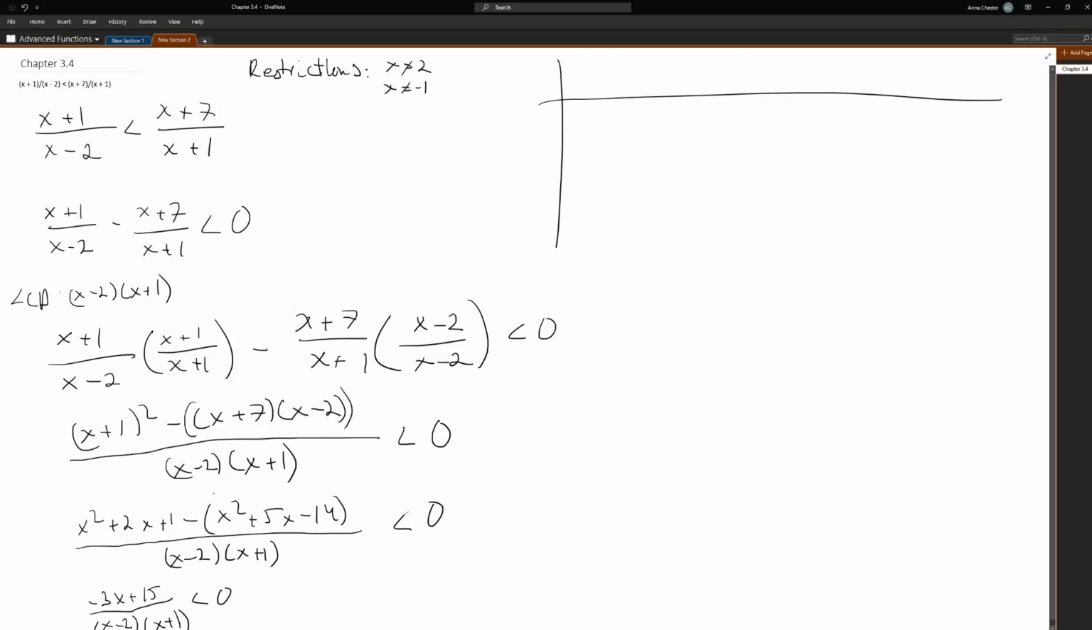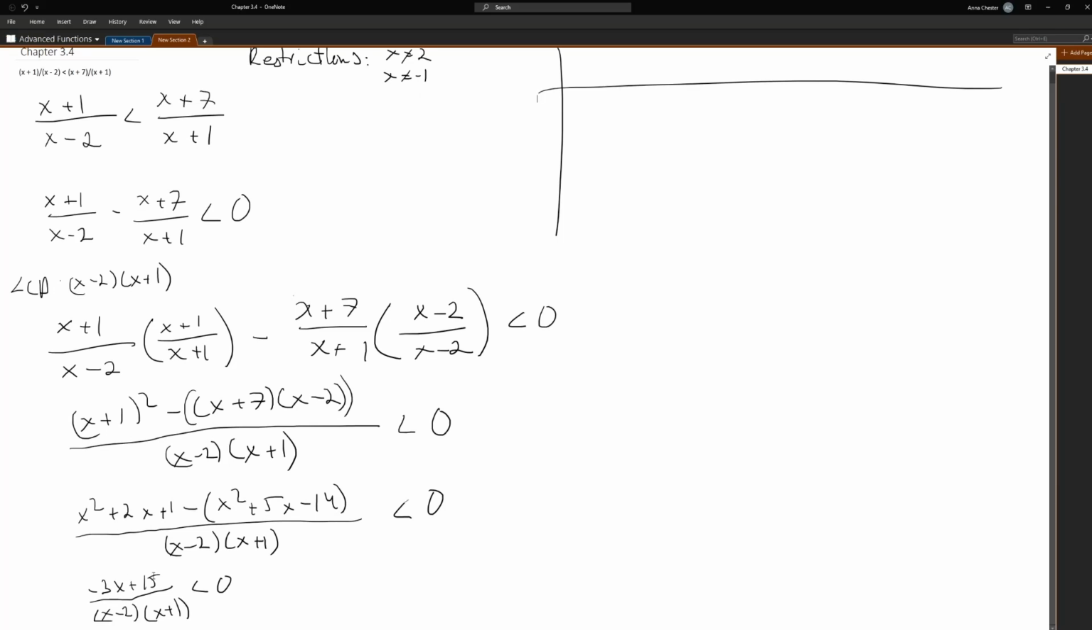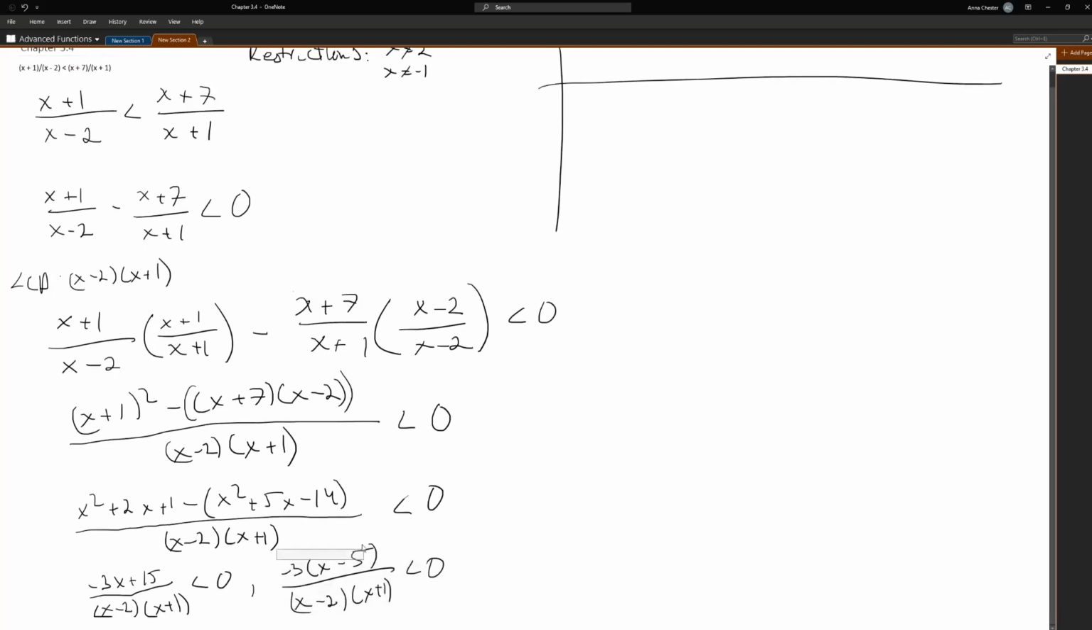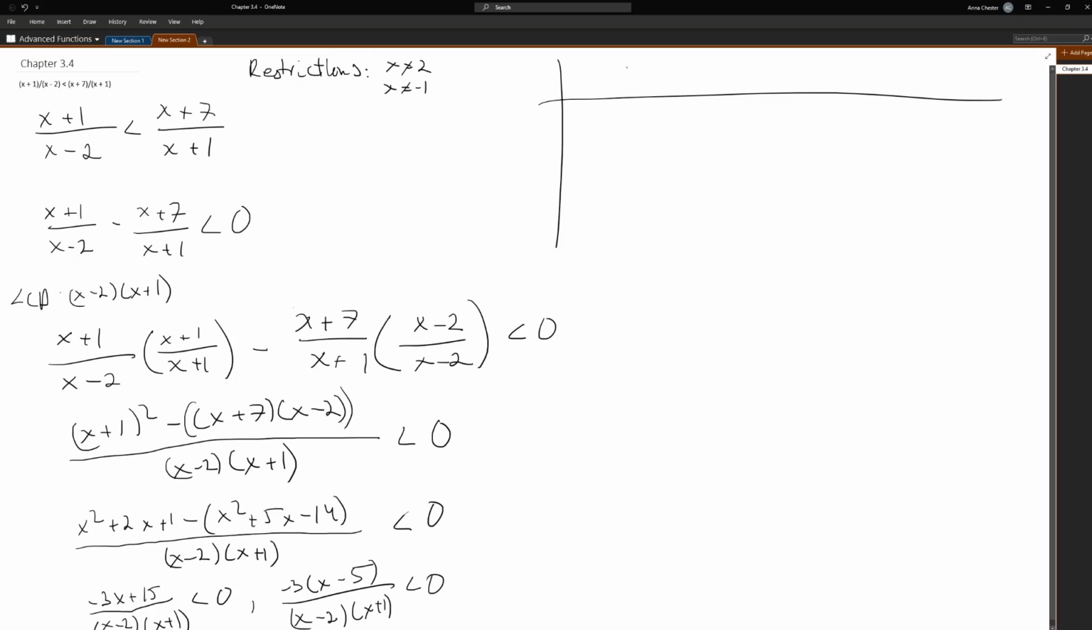So we know this could be further written as negative 3x plus 15, which factors to negative 3 times (x minus 5), over (x minus 2)(x plus 1). Remember that they should be going vertically in a column instead of a row. Most teachers are picky about that, so don't use this kind of format on your test. Actually go downwards. Now from here, we need to make our interval chart.